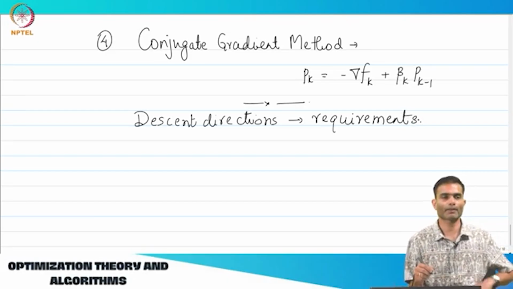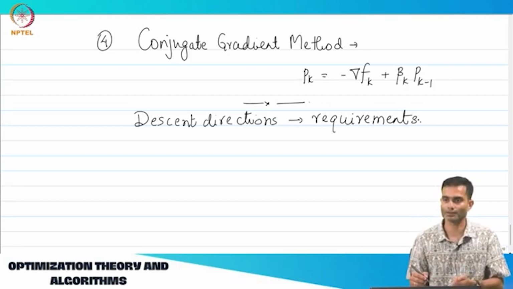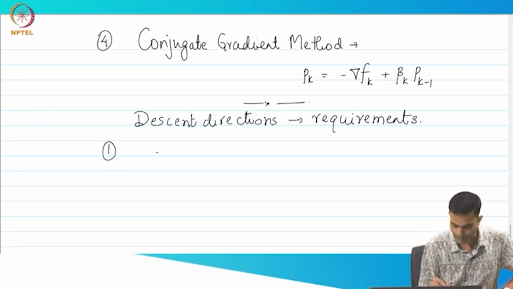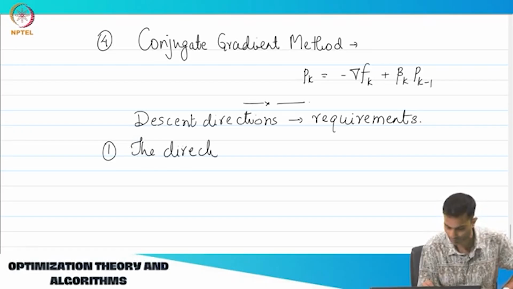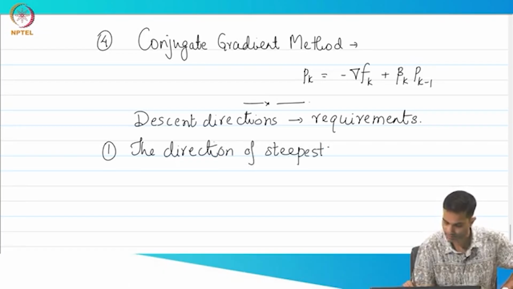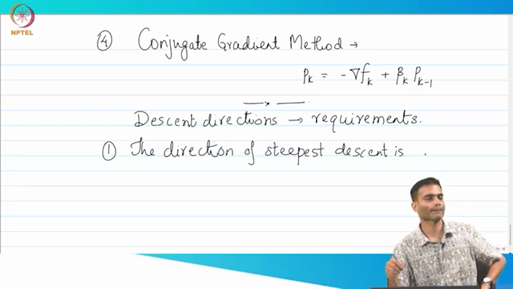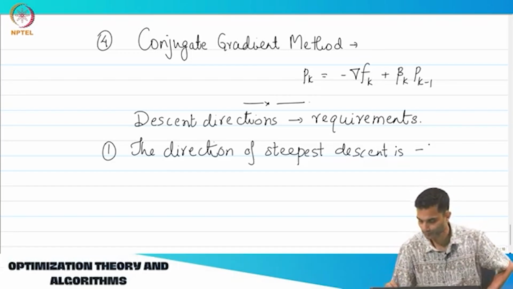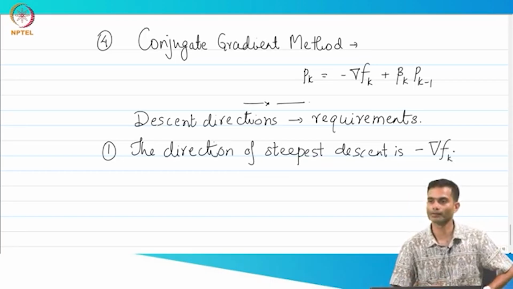Descent is clear because if I'm at some point I want to minimize it, I need to go in a direction where there is a descent of the function value happening. So they are called descent direction. Okay. The first condition is that the direction of, we will prove this, the direction of steepest descent. Anyone wants to guess? Negative gradient.